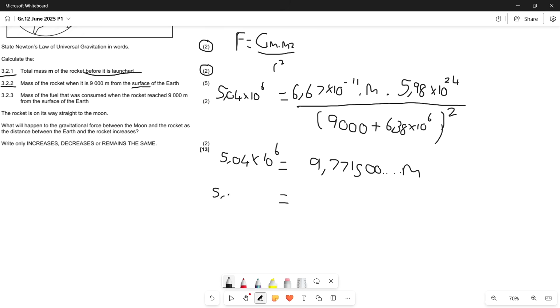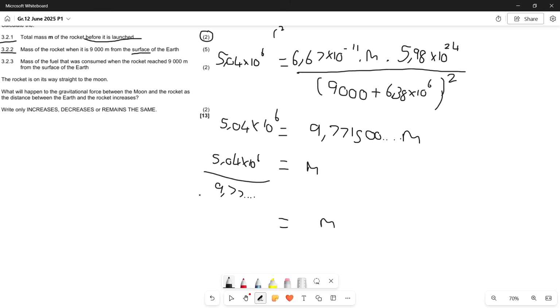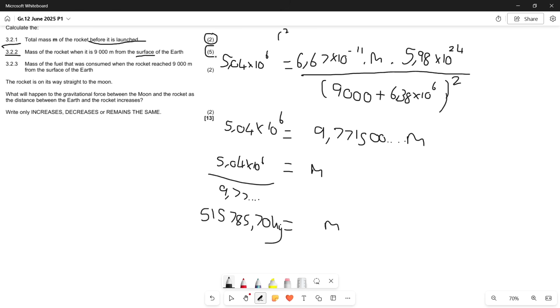So at this stage we can just divide this underneath here. So we're going to go 5.04 times 10 to the 6 divided by 9.77, and that equals m, and then we'll have the final answer of the mass of the rocket when it is 9,000 meters from the surface of the Earth. And our final answer is 515,785.70 kilograms. Great. And that just earned us 5 marks over there.